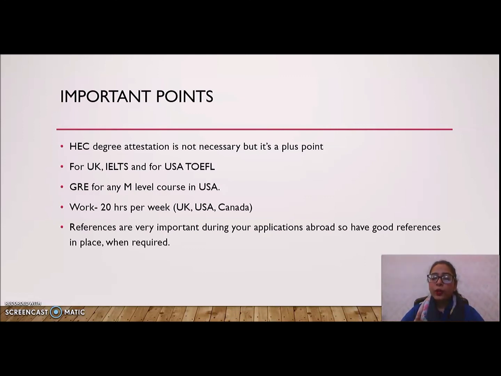So whenever you need references for any application, you need to have some people, at least 4 people, in mind. 2 professional and 2 academic references should be there at all times, people you can contact and who can give you a reference. That's very important because if one reference is not available, then you should have another one. So these are some important points that you need to focus on whenever you're applying for a scholarship.